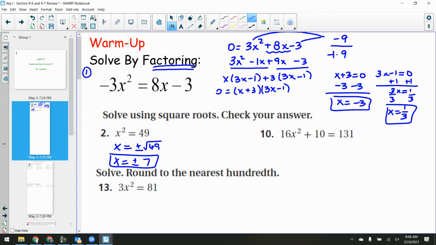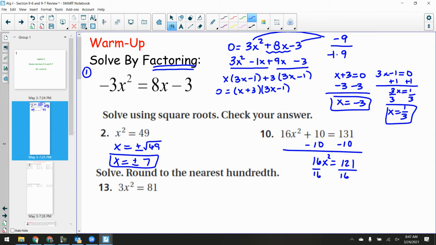I actually said to him, how did you get to this point? We subtract the 10. Now, people might try to tell me to divide by 16 first. Remember, you do your addition and subtraction out of the way first. Then we do our division. So 16x squared is equal to 121. Now we divide by 16.